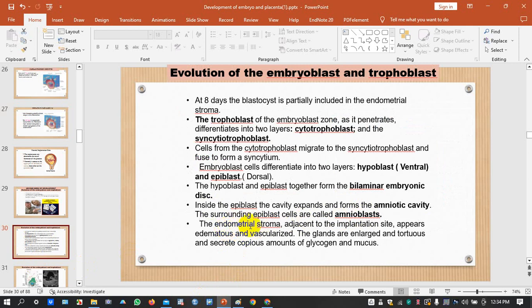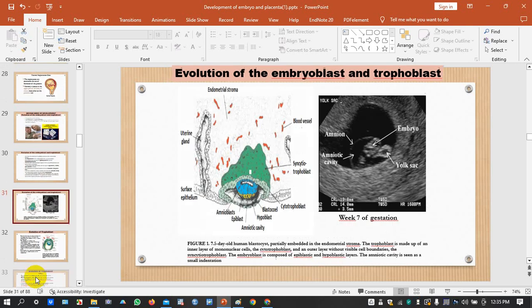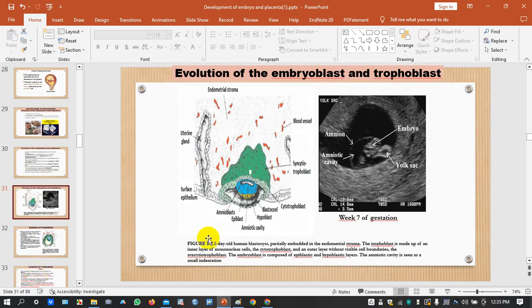I've shown you. The endometrial stroma adjacent to the implantation site appears edematous and vascularized. It is edematous and vascular because it has a lot of glandular secretions, glycogen secretions, and a lot of blood vessels to nourish the conceptus. The glands are enlarged and tortuous and secrete copious amounts of glycogen and mucus to give energy and nutrients to the conceptus.